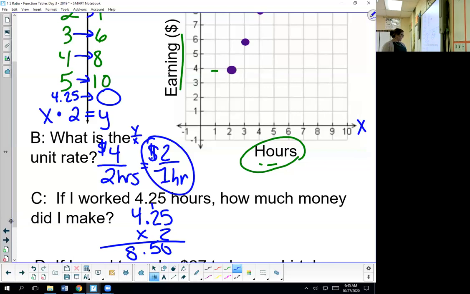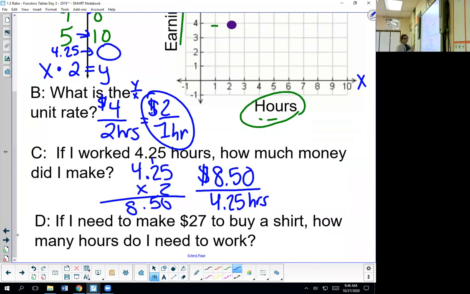You get $8.50. So how much did he make? $8.50 in 2 hours. That's where it would, I'm sorry, that's wrong. $8.50 in 4.25 hours. That's a rate, not a unit rate. Unit rate was 2. Okay, going in here.